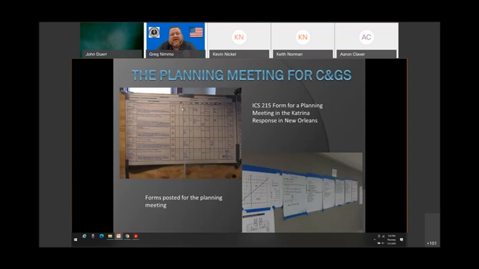And then you go over here where you have the individual up and down columns, left and right columns, like a grid pattern. That's where you list the resources that you're going to need, the things that you're going to have in order to fill that division or group, what their job assignment is, and this is what they're going to have resources to make that happen according to what the operations section chief believes is going to need to be done. And these are some that were presented at a planning meeting in Hurricane Katrina.